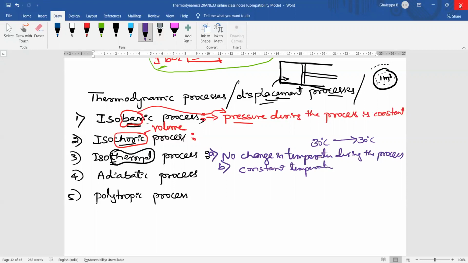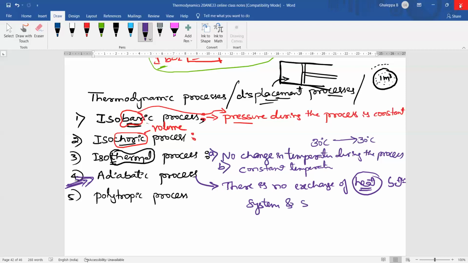Okay. Next, adiabatic process. This is a little bit tricky, so try to remember. It is important. Industry uses adiabatic processes in many cases. An adiabatic process is one in which there is no exchange of heat, underline the word heat, between system and surrounding. What is an adiabatic process? A process in which there is no exchange or no transfer of heat from the system to the surrounding or from the surrounding to the system.